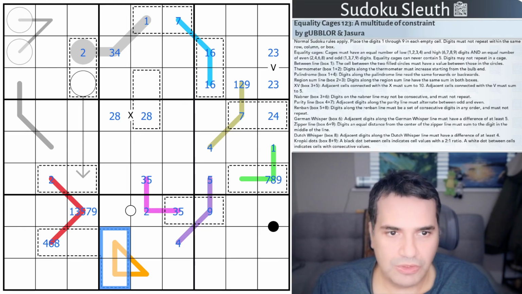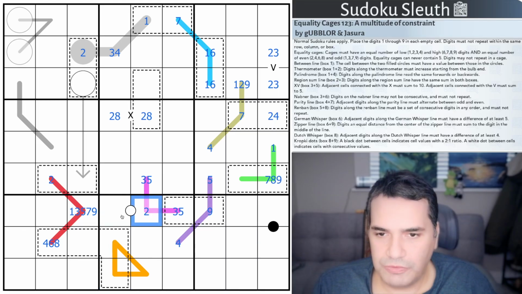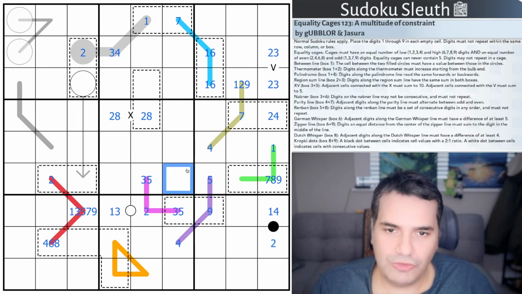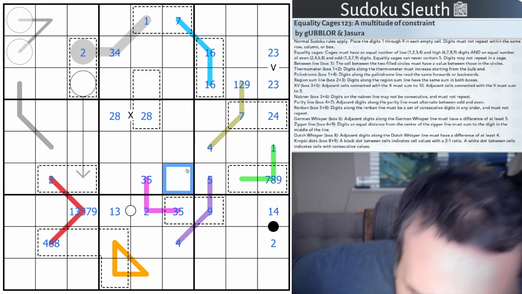Kropke dot, 8 and 9. So we've got 1 here, out, and there. So if this is a 2, this would have to be 1 or 3, so that it is indeed consecutive. And in here, if this is a 2, this would have to be 1 or 4, so that one of them is double the other. No shortage of constraints today. A multitude of constraints, you could say.